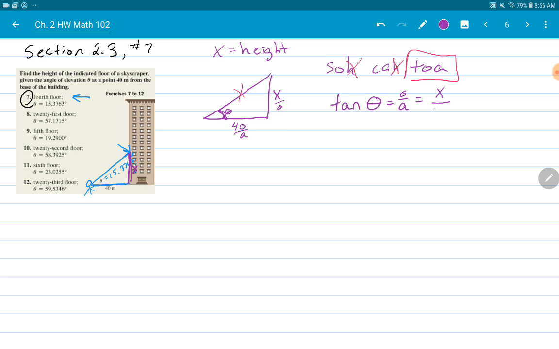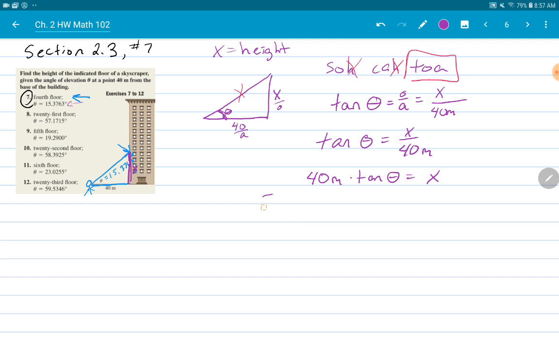And the adjacent leg is 40 meters. Okay, so solving for x, I have tan theta equals x over 40 meters. So if I'm given theta, what I want to solve for is x. To solve for x, I'm going to multiply both sides by 40 meters to get x by itself. And then it's just a matter of plugging in that theta.